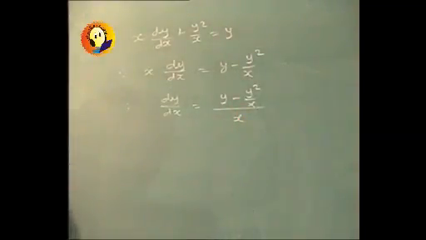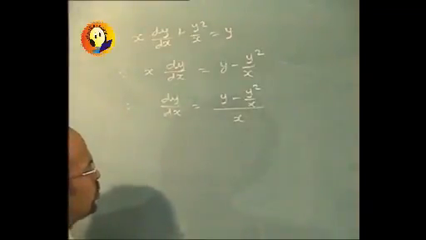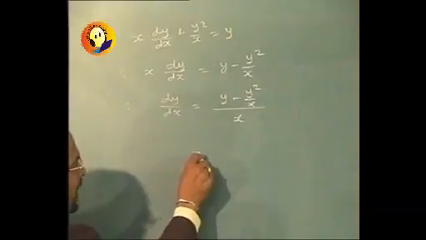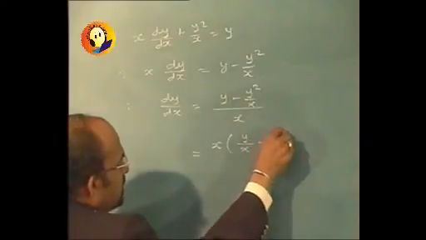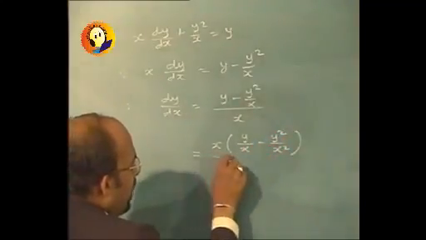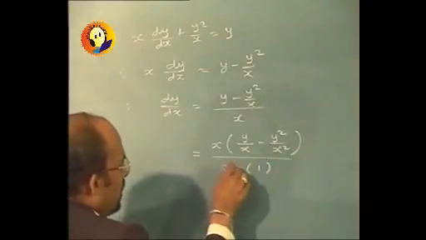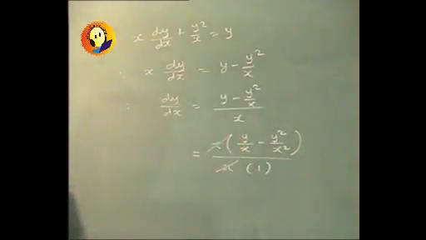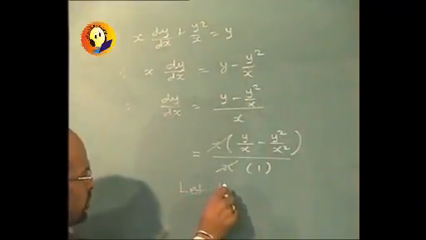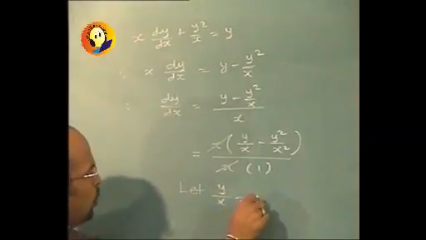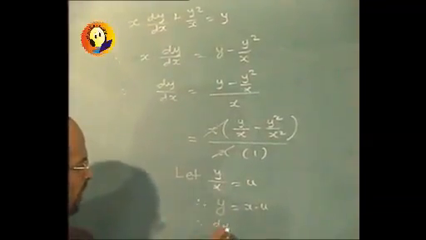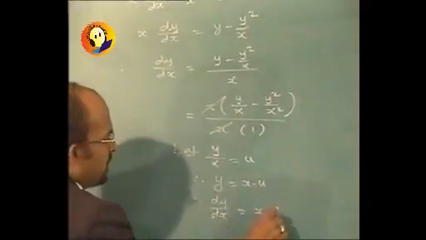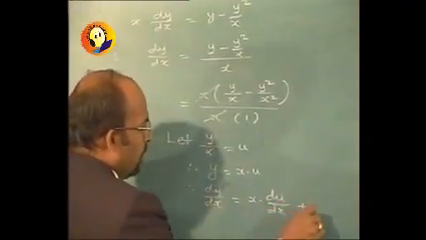So numerator is homogeneous of degree 1, denominator is also homogeneous of degree 1, so we will have to take x common from numerator. So it is x into bracket y upon x minus y square upon x square divided by denominator is x into bracket 1, so x will cancel out. So right hand side now remains as a function of y by x, and we will make the same substitution. Let y by x is equal to u. Therefore y is equal to x into u. Therefore dy by dx will be x into du by dx plus u.